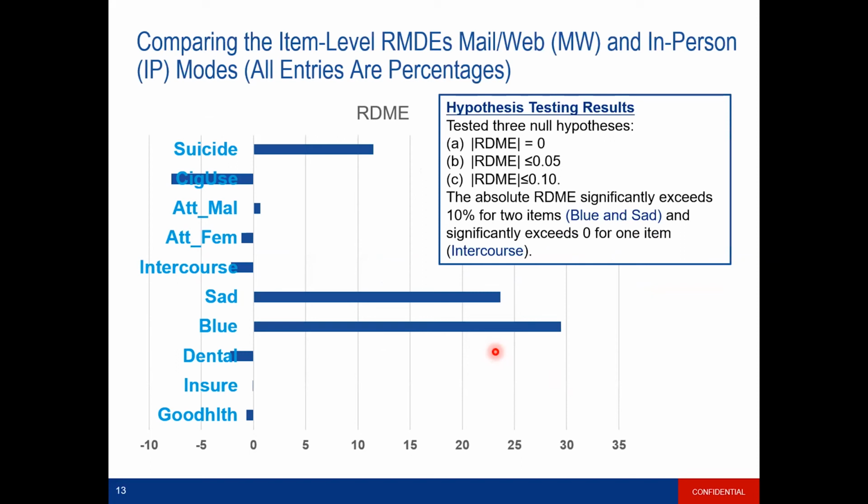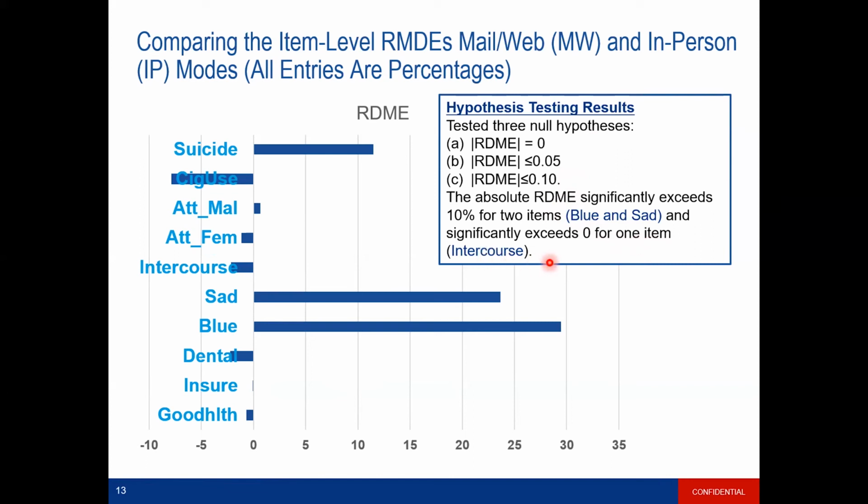So this is a chart showing the relative DME across the 10 items as I discussed before. And we also did some hypothesis testing. The first hypothesis test is checking to see if the RDME is equal to 0. The second is to see if it's smaller than 0.5, and the last one is checking to see if it's less than 0.1. What we found is that the absolute RDME significantly exceeds 10% for only 2 items, which are blue and sad, and significantly exceeds 0 for one of the items, which is intercourse.